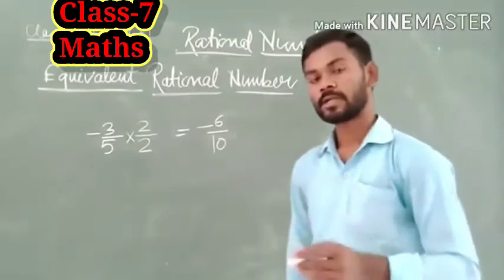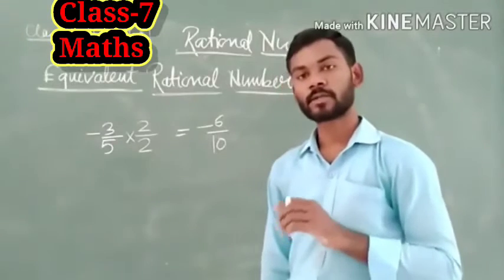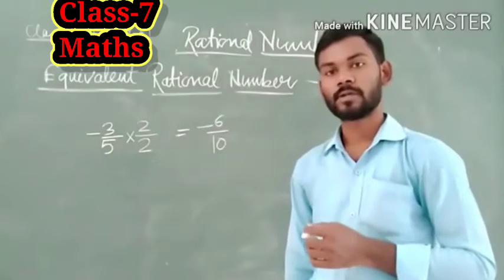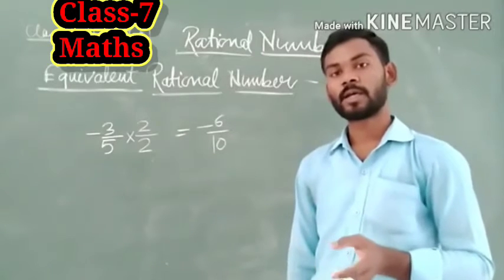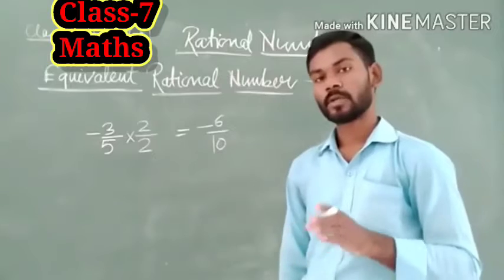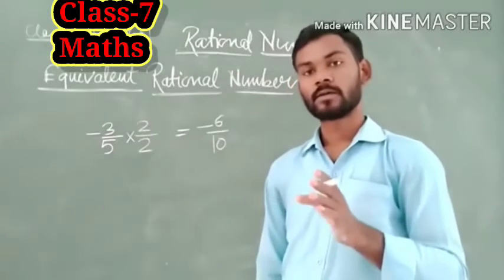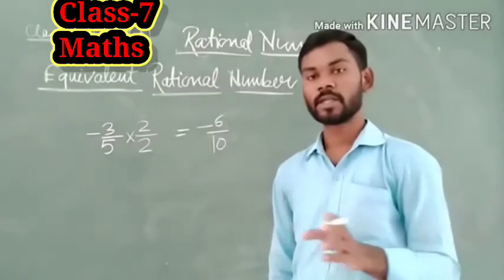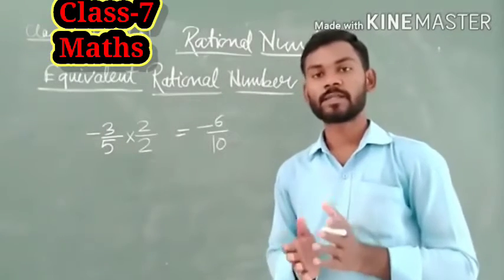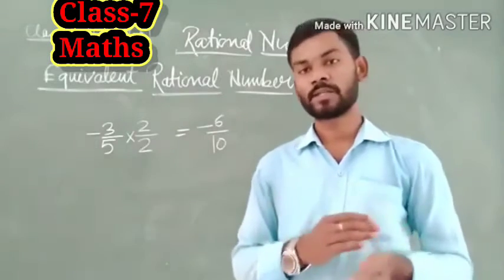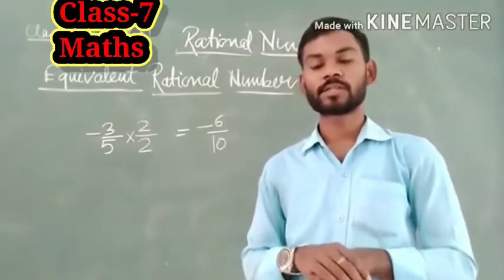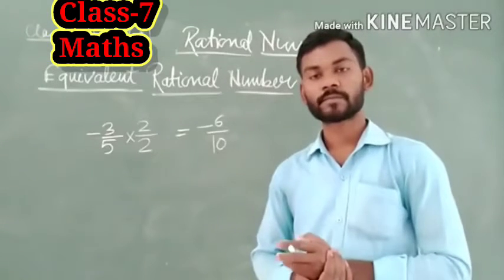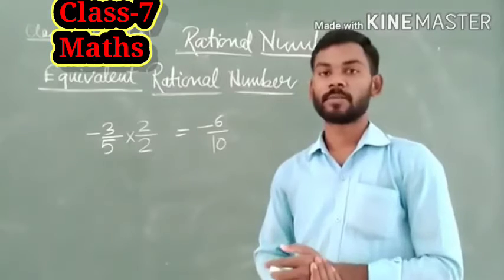So in order to find the equivalent rational number of a given rational number, we just apply the concept of equivalent fractions of a given fraction. There is no difference between the equivalency of fractions and the equivalency of rational numbers. So you just apply the same concept here in order to get the equivalent rational number.